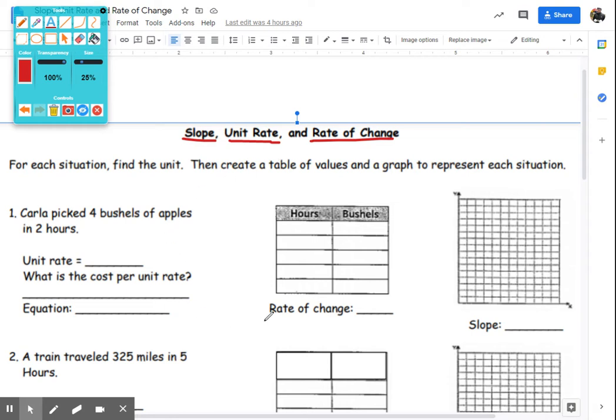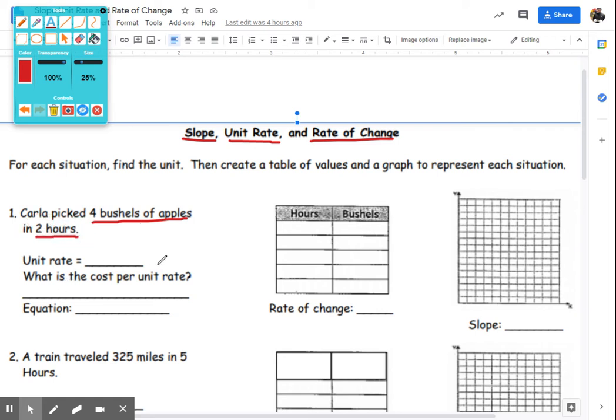So we've got some situations here. In each of these situations, we've got a description where we're going to find the unit rate and then write our equation. We have a table that we're going to fill out, and then we're going to graph it. It says for each situation, find the unit rate, then create a table of values and graph to represent each situation. Number one says Carla picked 4 bushels of apples in 2 hours.